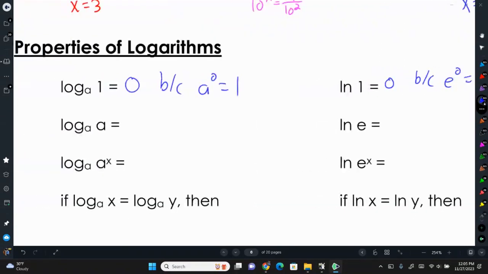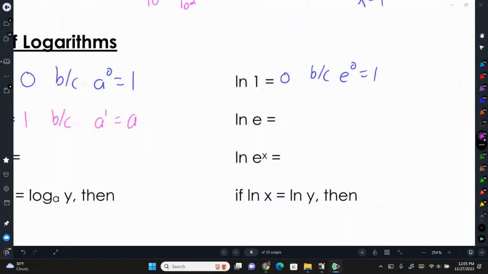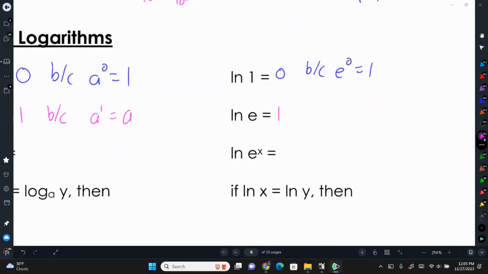Now, log base a of a, that's always going to equal 1. Because if we were to switch that to exponent form, that would be a to the first power equals a. Well, the only way for that to be equal is for the exponents to be equal, so it'd be 1. Alternatively, ln of e is also equal to 1 because e to the 1 power is equal to e.